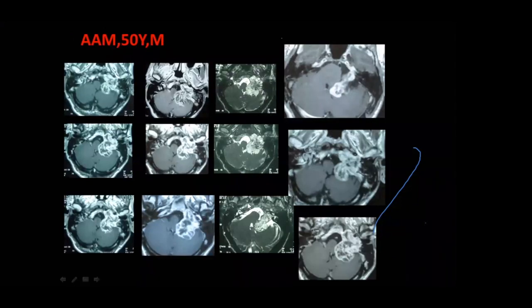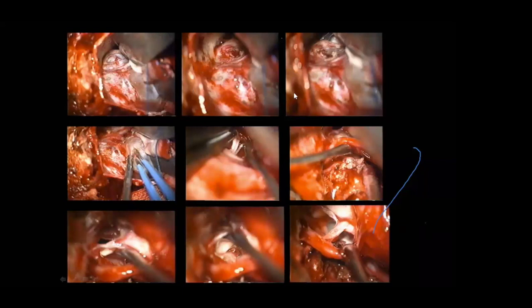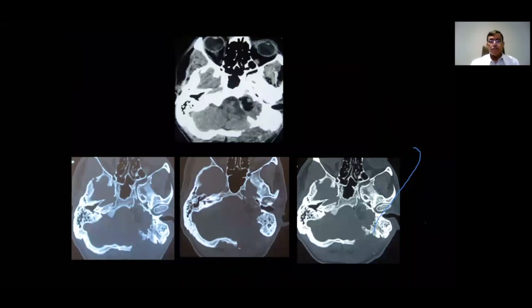This is the last patient, a 50-year-old male patient from Jordan, with a giant tumor invading the petrous bone. You can see the amount of invasiveness, the amount of destruction of the petrous bone. The steps that we use to take the tumor out, you can see the temporal petrous is really destroyed. And this is the postoperative picture with the total resection of the tumor and preservation of the facial nerve. This is where the tumor was, inside the petrous bone.